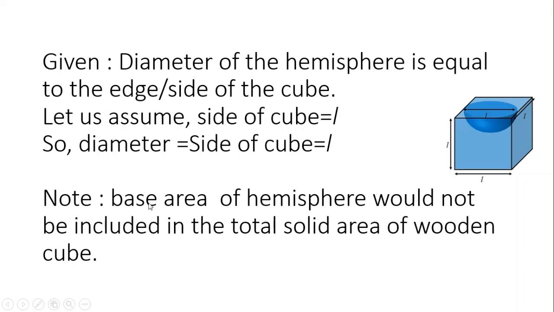Here one point is clear: the base area of the hemisphere would not be included in the total solid area, because we are going to consider only this part. This base area will not be included. Only this particular area, the total cube, will be included for calculating the area of that solid. How does that solid form? That solid is formed by cutting a hemisphere from a wooden cube. Cube means all sides are equal. So from that wooden cube, a hemisphere is cut out.